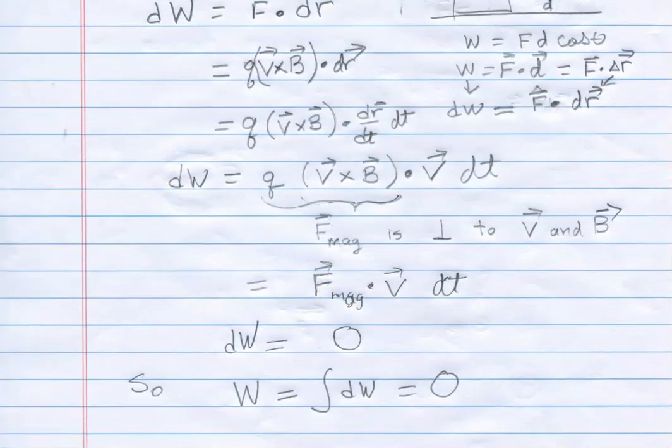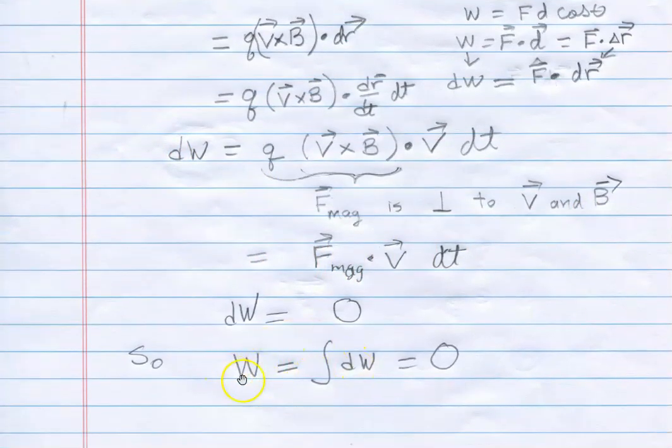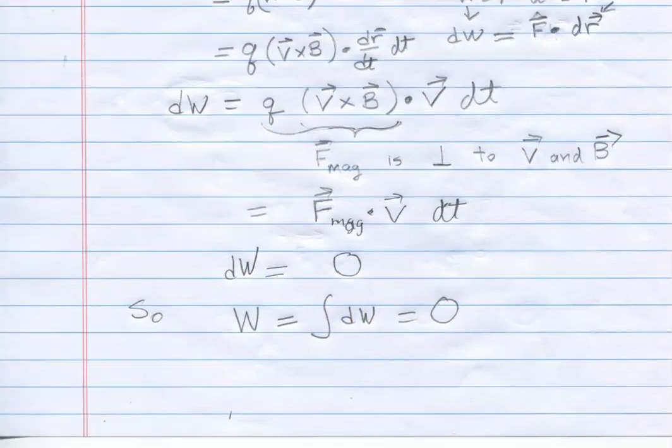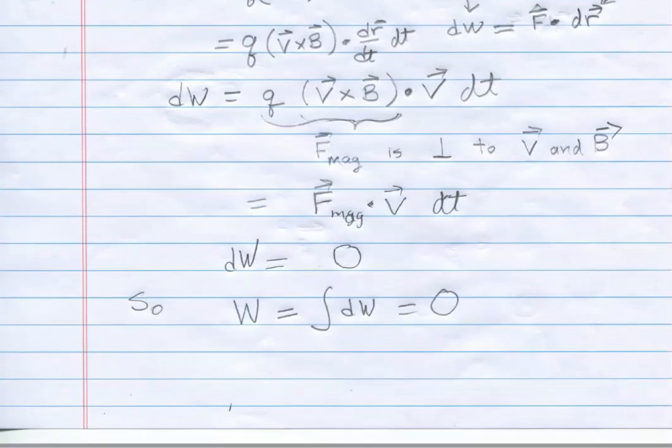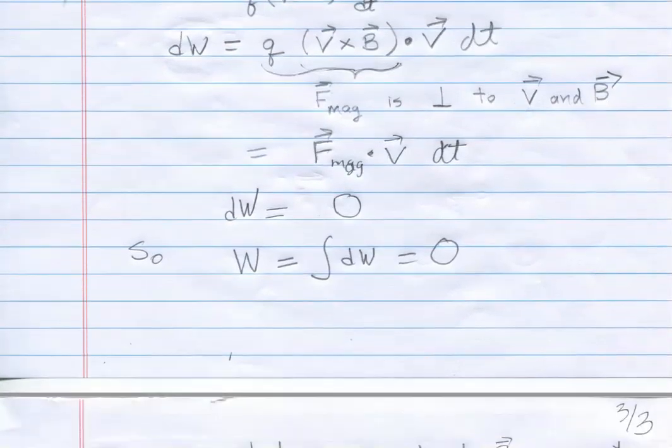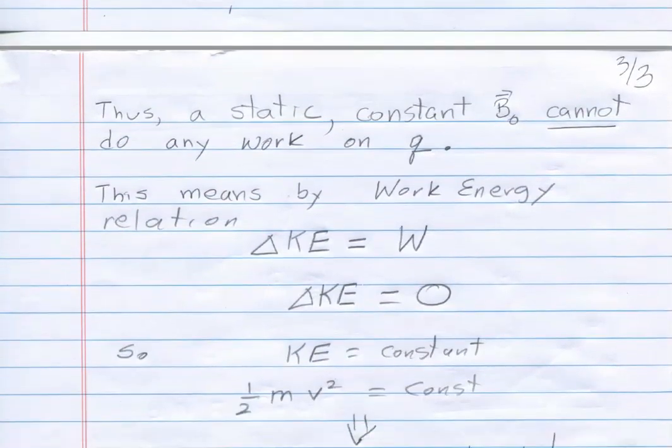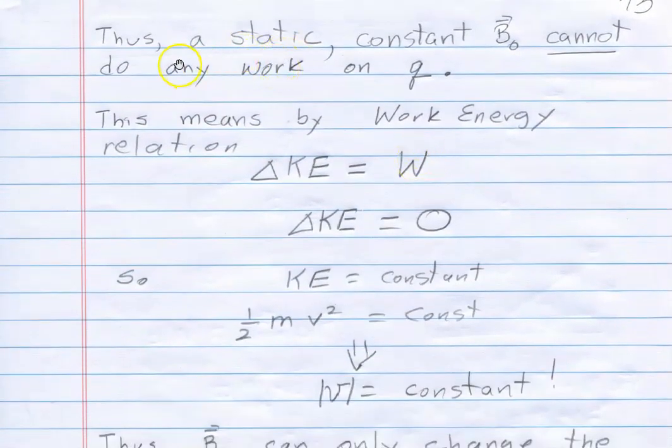It's zero. And so the amount of work along any path that the charge takes, caused or produced by the magnetic force anyway, I can add up all the zeros I want, but it still turns into zero. So it's kind of a surprising result in that the magnetic force doesn't do any work on the particle. So it does no work so long as it's a uniform magnetic field, and that's what we've got here. Thus a static constant magnetic field cannot do any work on the charge.